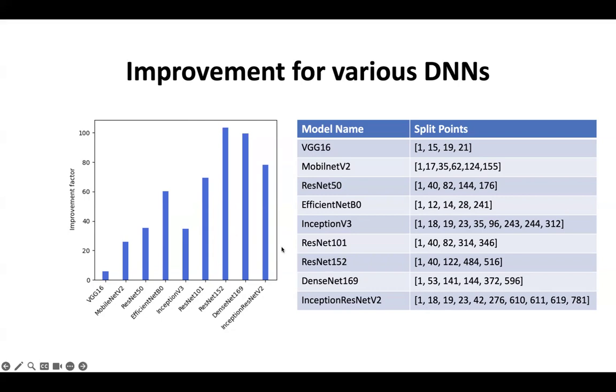So we can see that for larger models, we can get up to 100 times improvement by looking only at these split points. And on the left, I show in the table the split points that are detected by this strategy for various models.